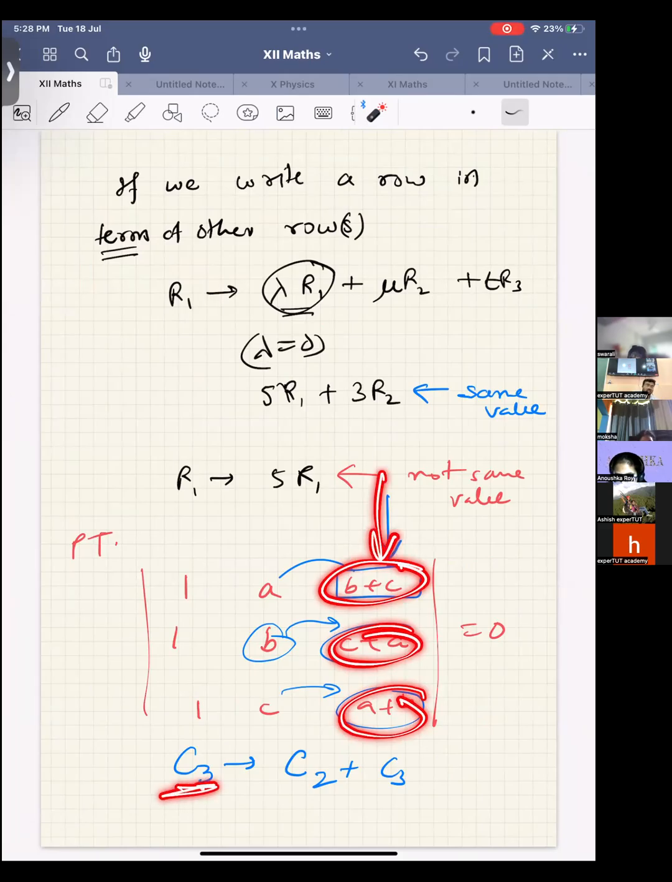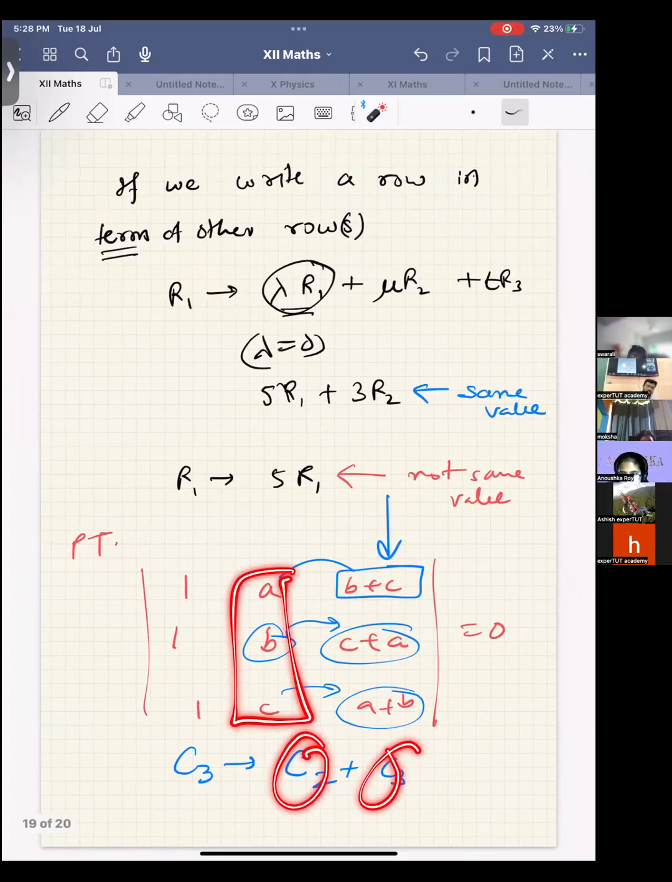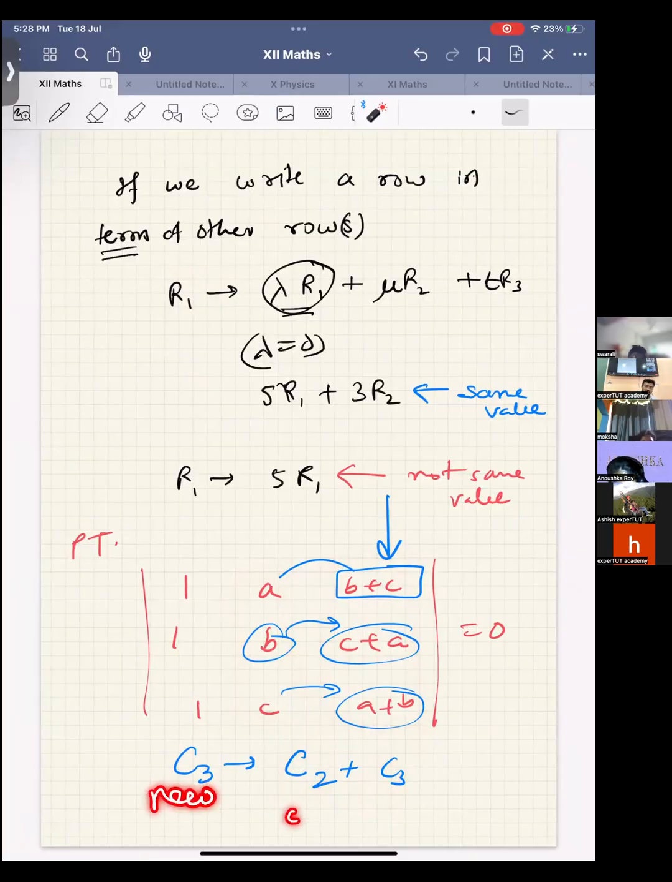This column I'm changing it to C2 plus C3. So original C2 plus C3. This left side is the new, right side is the old. Why can't you write one? You can do that, but that will do us no good in this question.